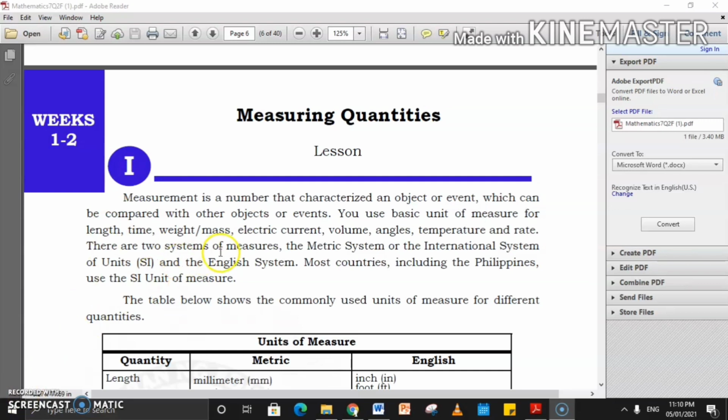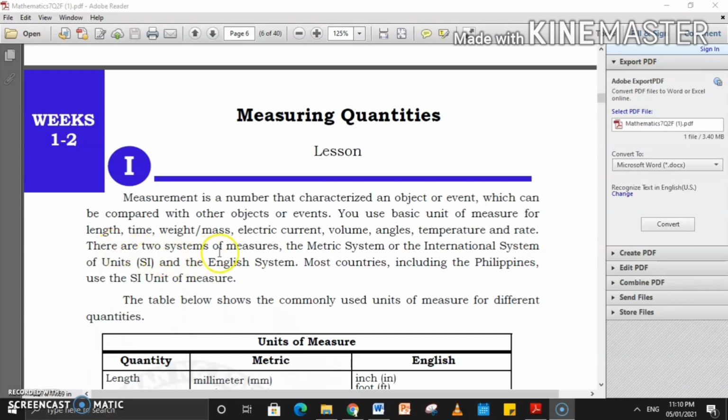So measurement is a number that characterizes an object or event which can be compared with other objects or events. You use basic unit of measure for length, time, weight or mass, electric current, volume, angles, temperature, and rate. So yung aking mga nabanggit na length, time, weight, etc. is yun yung ating different quantities. And then, how to measure those quantity?